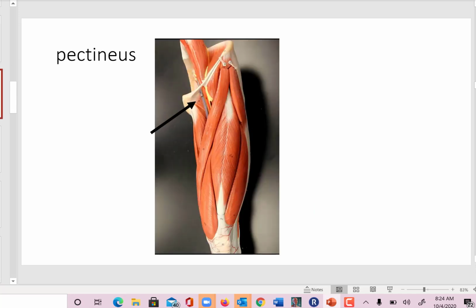Now we move to the pectineus, and the pectineus is a small muscle on this model, at least what we can see, that isn't covered up. This blue, red, and yellow structure that you're seeing here is the femoral vein, artery, and nerve, and the pectineus is more medial to those structures. The pectineus has its origin on the pubis, and it inserts on the linea aspera. Its action is to adduct, A-D-D, add together, adduct, flex, and medially rotate the thigh.